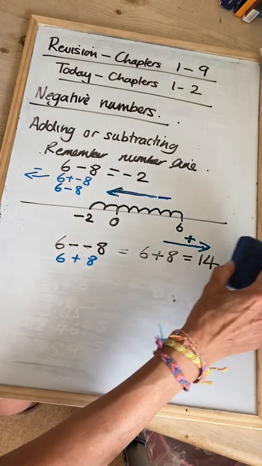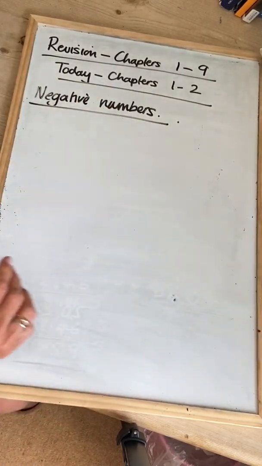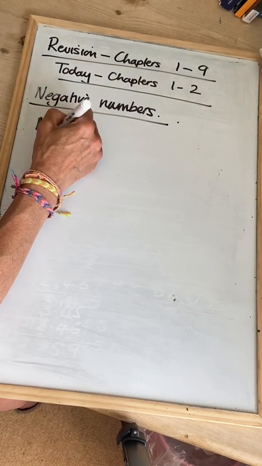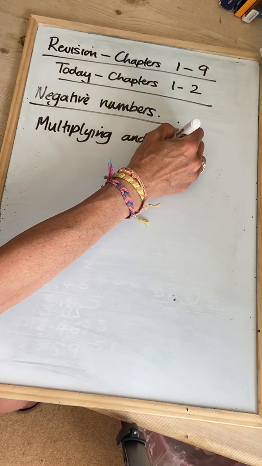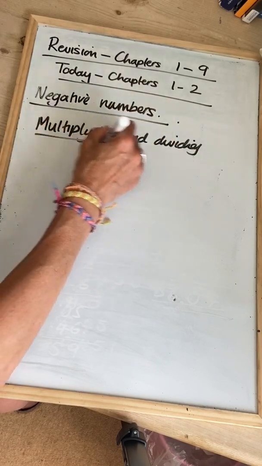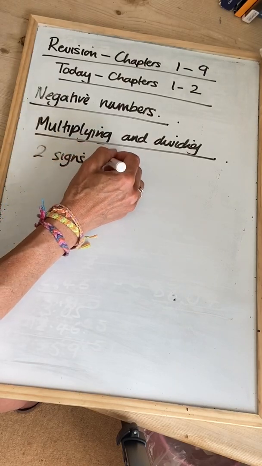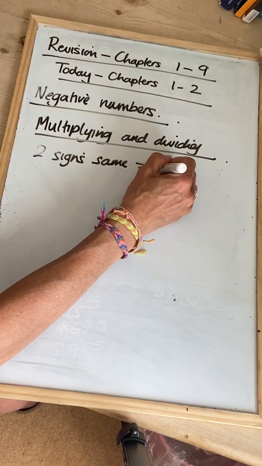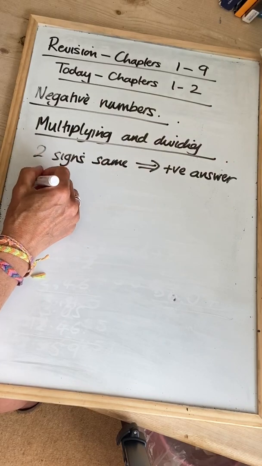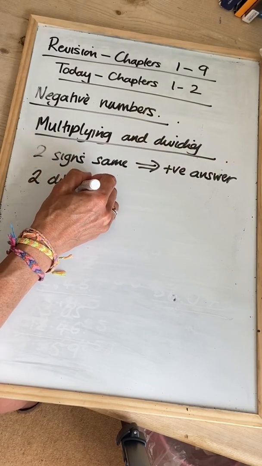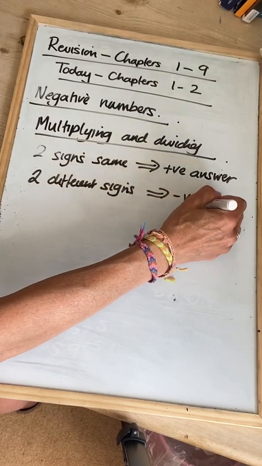And then multiplying and dividing. With multiplying and dividing, you've just got to remember the rules of these. So if you've got two signs the same, then it gives you a positive answer, and two different signs, you get a negative answer.